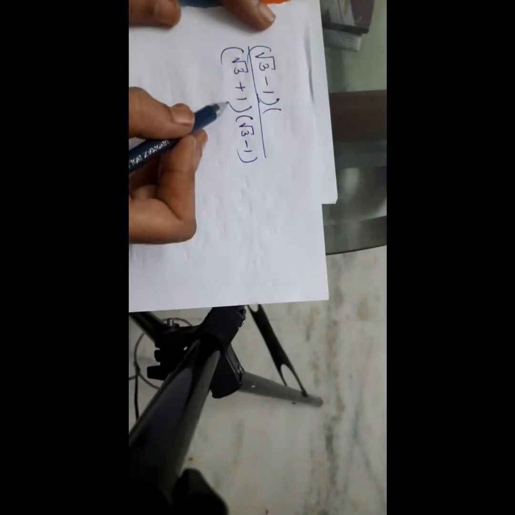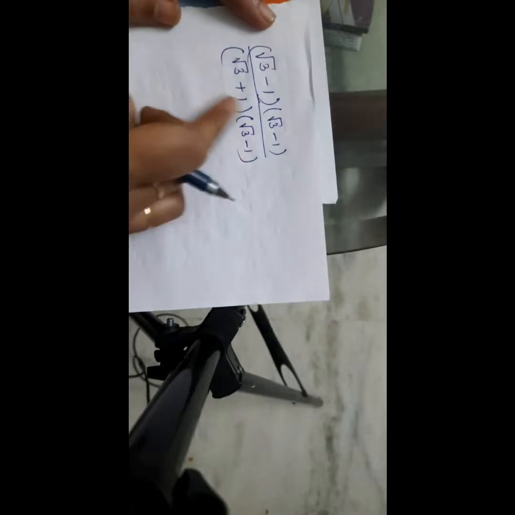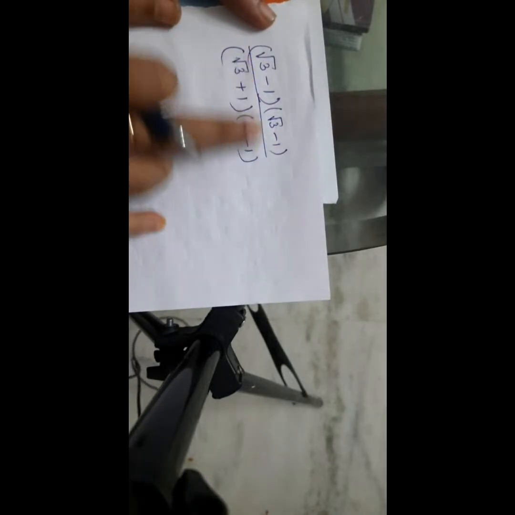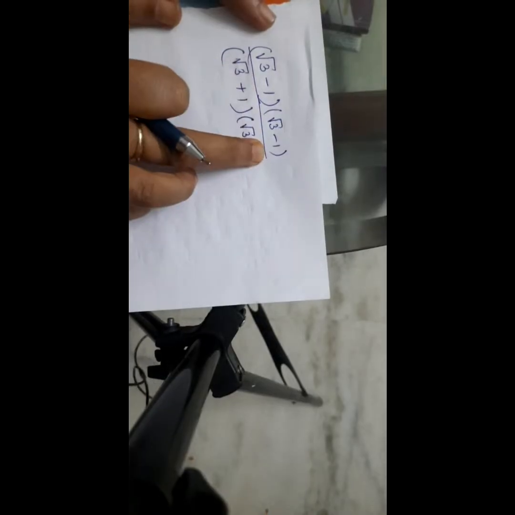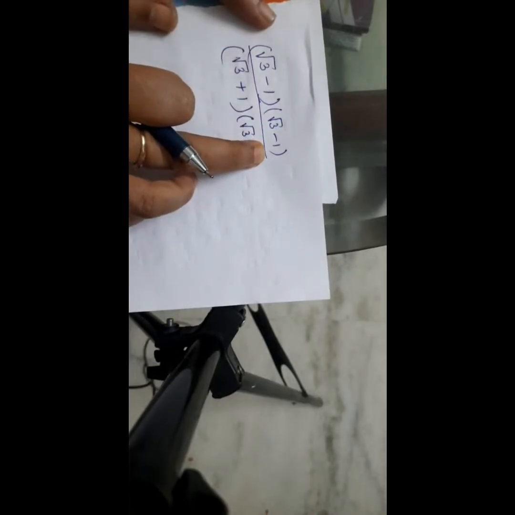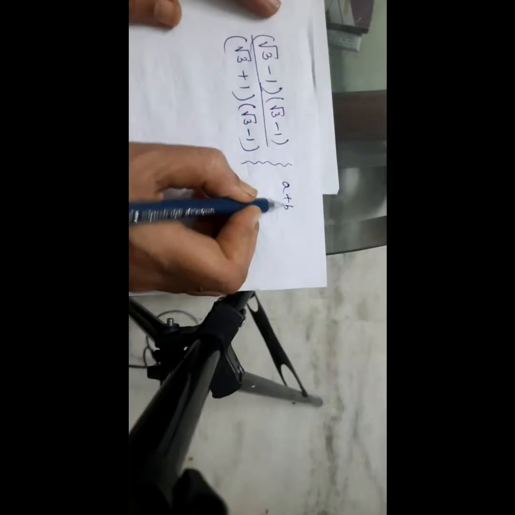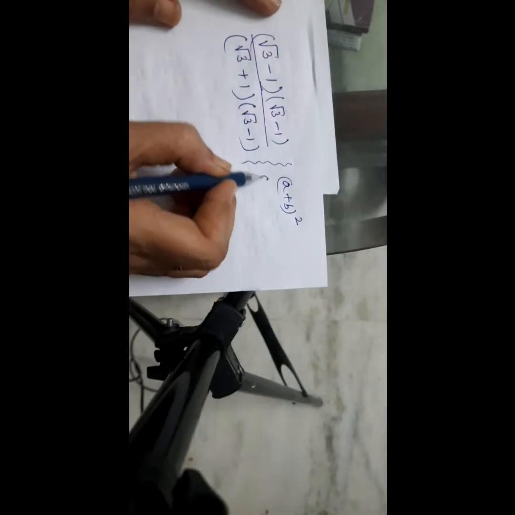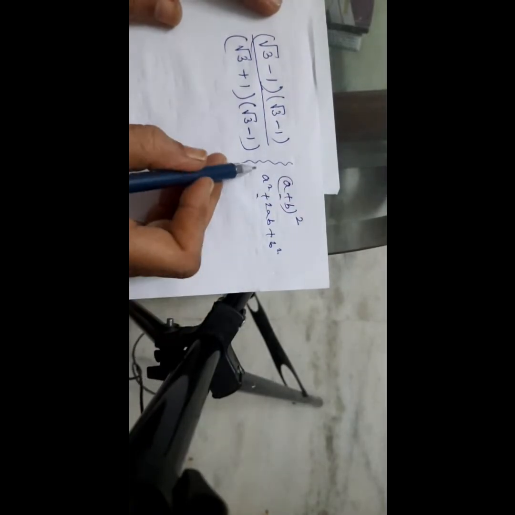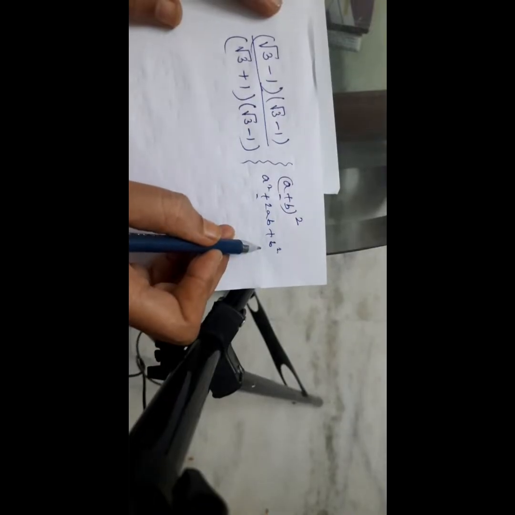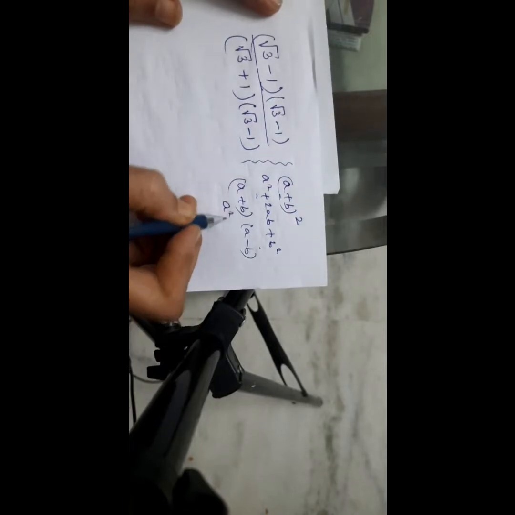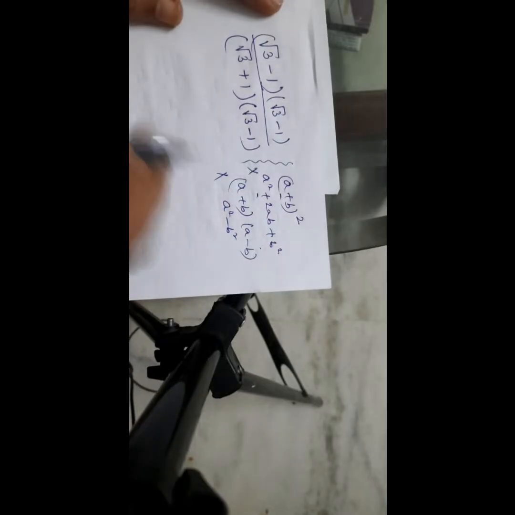Okay, here root 3 plus 1 is there, so root 3 minus 1 we are going to multiply, the opposite, with both. Now here see both the terms are same. When both the terms are same, we are going to use the whole square identity. Two identities we are going to use here. One is a plus b whole square, a square plus 2ab plus b square, or a minus b whole square, where it will be a square minus 2ab plus b square, or a plus b, a minus b, which is a square minus b square. Only these two identities we are going to use.